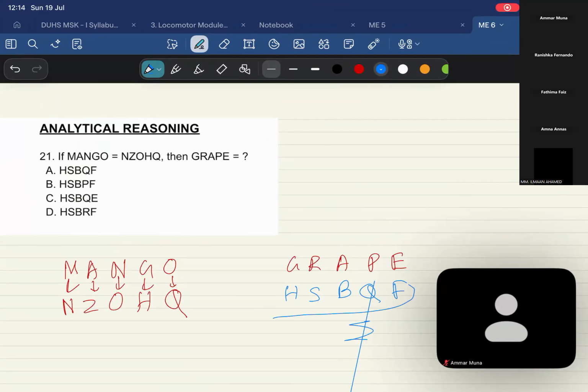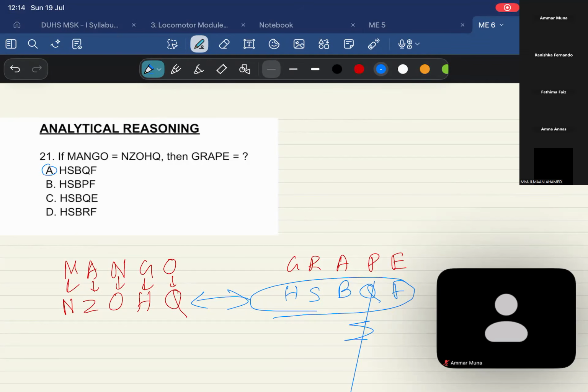So according to this pattern, I mean, this doesn't correspond, but still, according to the answers that are given, because sometimes we have to read the question and check the answers, that way we can figure out which answer would be more suitable. So according to this, it would be H, S, B, Q, and F. That would be answer number A. Right. So I hope you all have an idea about how you can approach these sorts of questions.